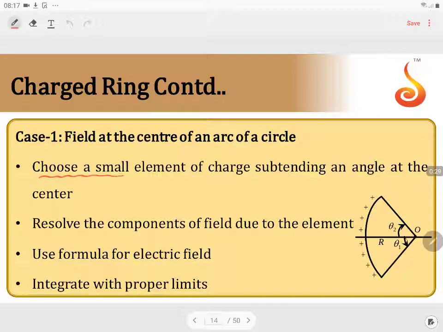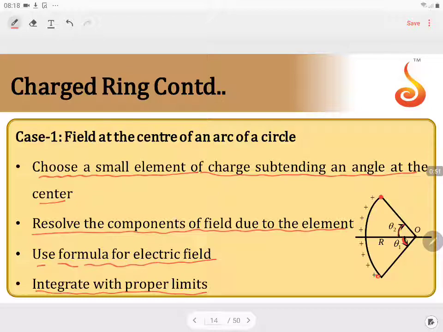Choose a small element of charge subtending an angle theta at the center. Resolve the components of the field due to the element. Use the formula for electric field and integrate with the proper limits. See here, the ends of the arc make angles theta 1 and theta 2. Remember this. Or else you can also say alpha and beta, because already we have used alpha beta in the previous section. So you can also make use of alpha beta.